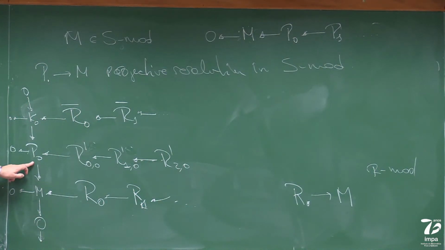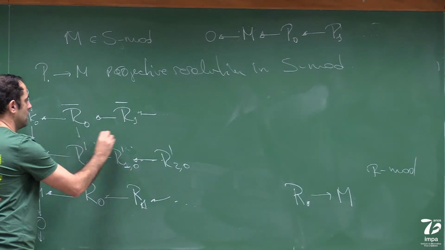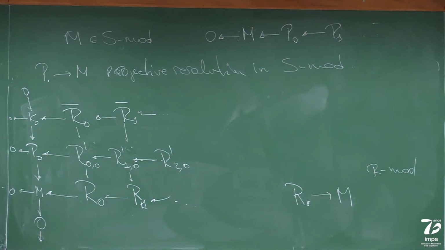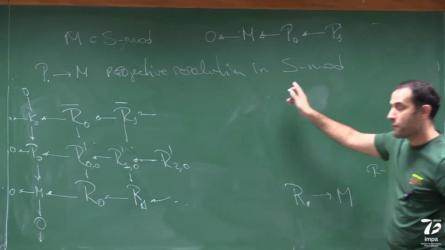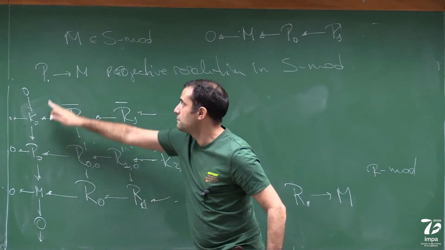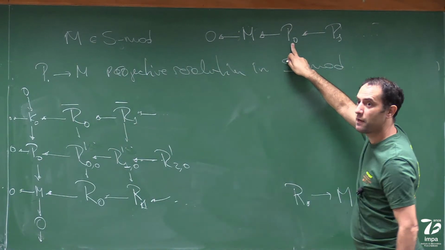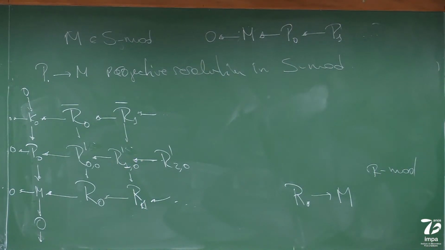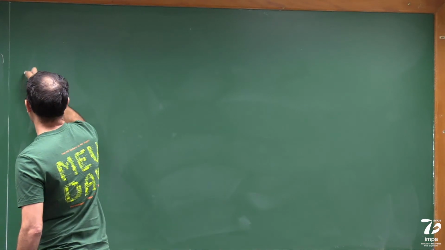So for P0, I got a projective resolution in the category of R modules that makes this diagram commute. And you do this for everyone. So you did it for P0, and for P1 you do the same as follows. You know that the map from P1 to P0 factors through the kernel of this map. So you know that you have this exact sequence from K0, 0, P1.